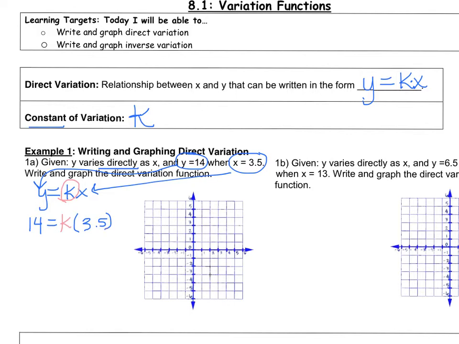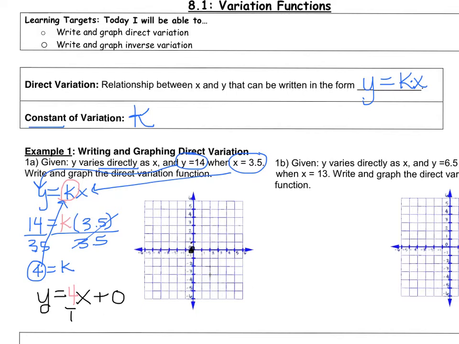In order to solve for k, we'll divide both sides by 3.5, and we get 4 equals k. So now all we have to do is just plug that in so we can write our answer. y equals 4x. So that's the equation. We can graph it by a couple methods. We could say it's in slope-intercept form, y equals mx plus b, and graph the y-intercept, which in this case would be 0. So we could start at 0, and we could go up 4 over 1. That would be one way to graph this.